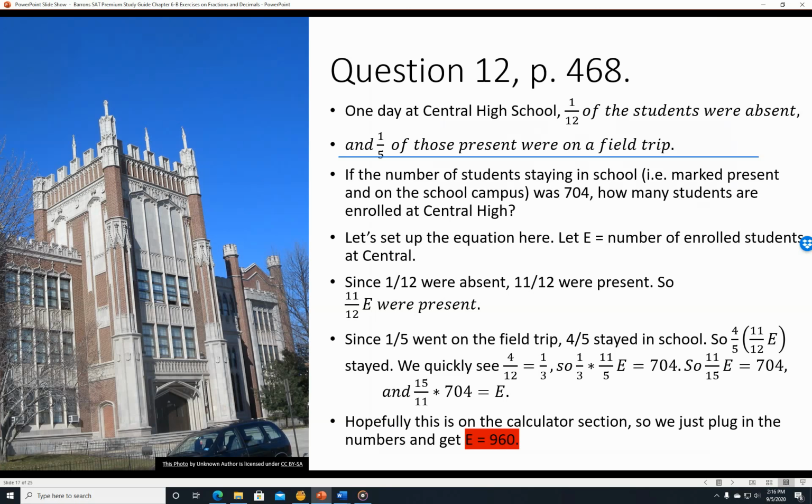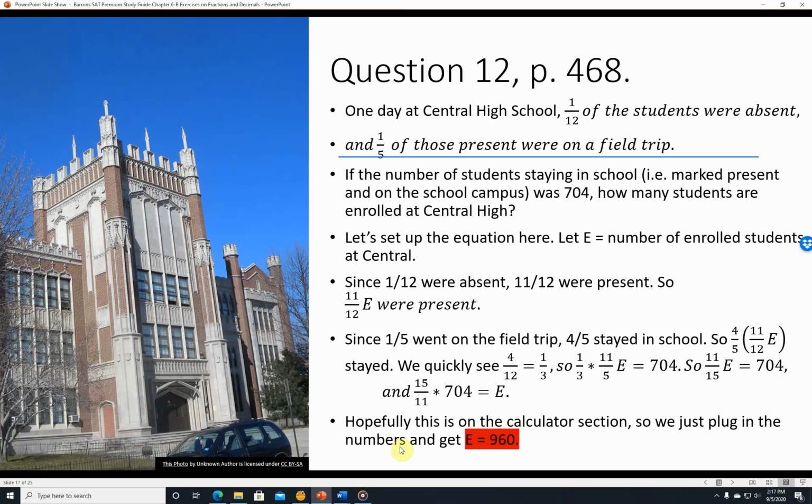We quickly see that 4/12 is equal to 1/3, because you have a 4 on the top and a 12 on the bottom. So we have 1/3, and then there's 11 and the 5 on the top and the bottom. So 1/3 times 11/5 times E equals 704. That's 11/15 times E is 704, and 15/11 times 704 equals E.